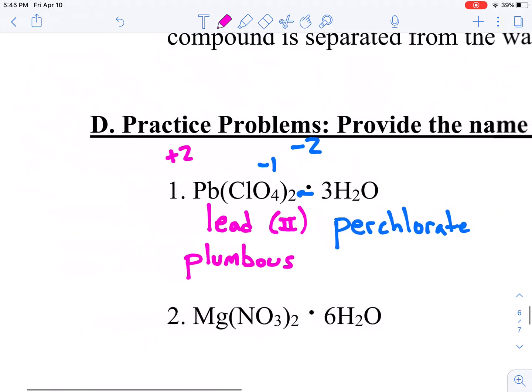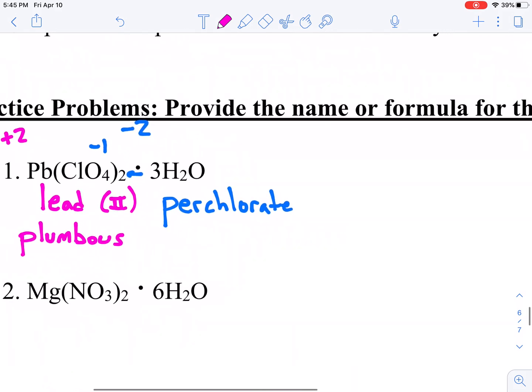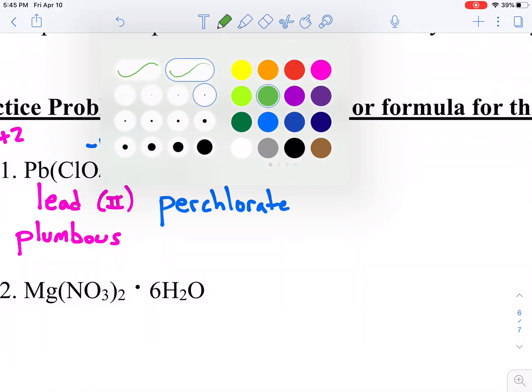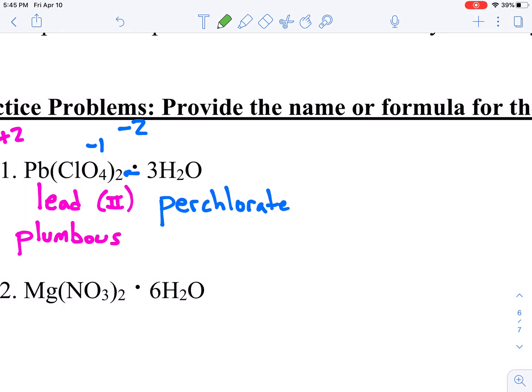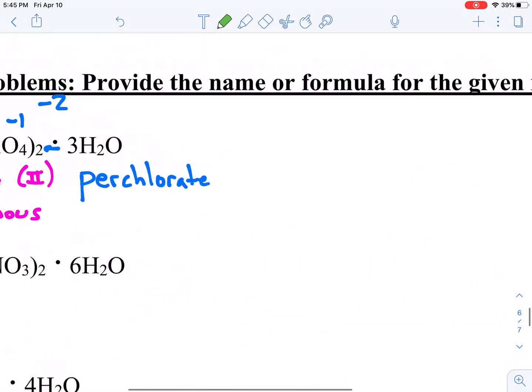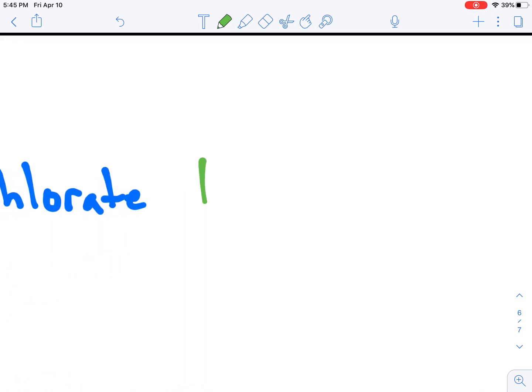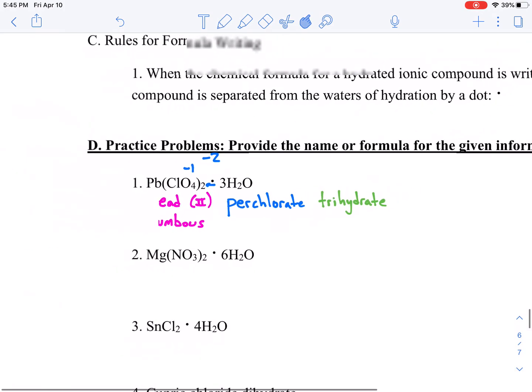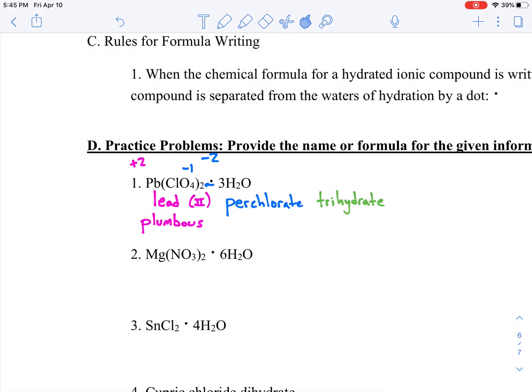And then we're going to finish off with the hydrate part. The hydrate part is where we use those prefixes. And you'll notice the prefix for 3 up here is tri, right? So that becomes trihydrate. And so we really have 2 names. The 2 names we could have are lead-2 perchlorate trihydrate or plumbus perchlorate trihydrate. But you'll notice we're naming the ionic compound first and then putting the hydrate on the end.